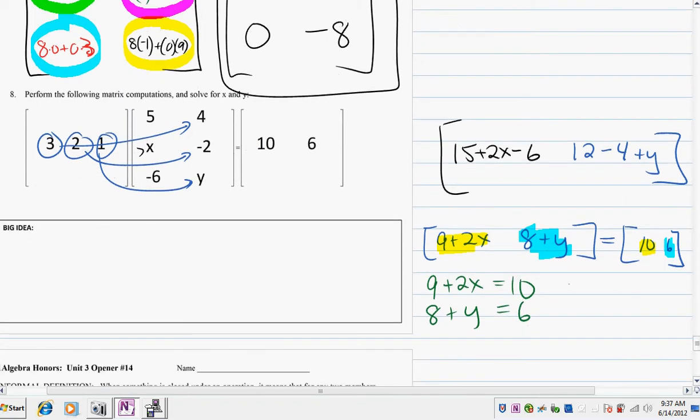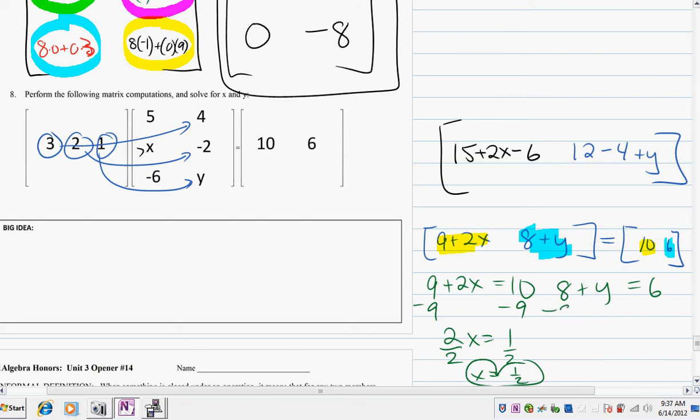So solving that, let's take them one at a time. I'll subtract 9 from both sides, and I get 2x equals 1. Divide by 2, I get x equals 1/2. Similarly, here I subtract 8, and I get y equals negative 2. So the x and y that solve it are x equals 1/2, y equals negative 2, which you could write as (1/2, negative 2) if you'd like.